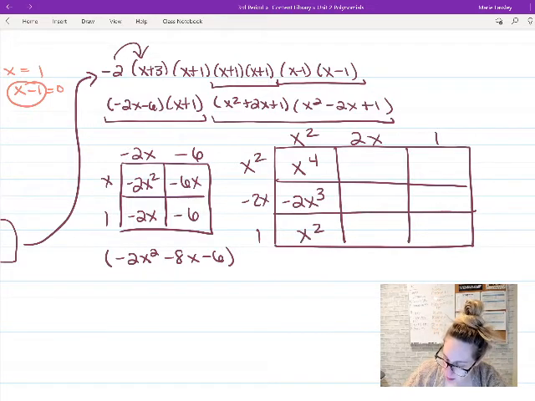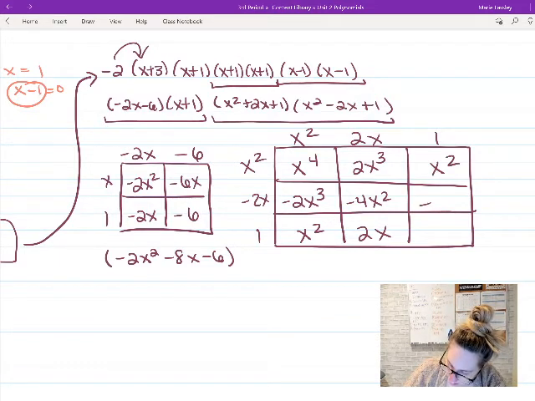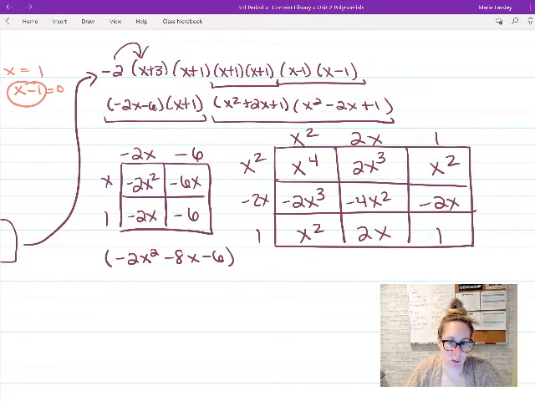Moving on to my next column, 2x times x squared is 2x cubed. −2x times 2x is −4x squared, and 2x times 1 is 2x. All right, then this is easy. This is x squared minus 2x plus 1, because it was just times 1, so that was easy.